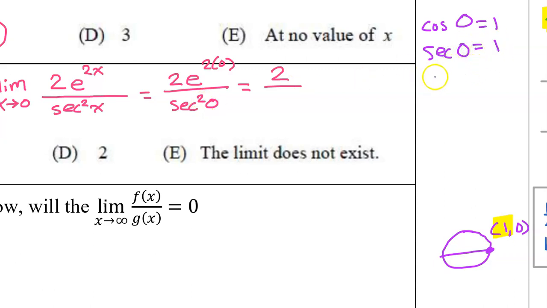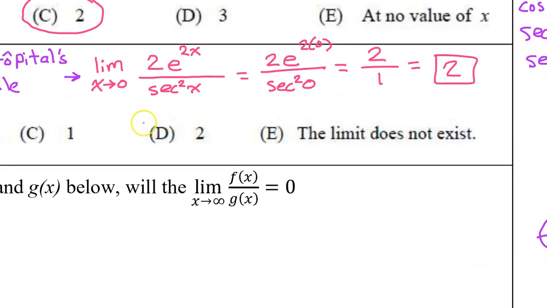If we square that, secant squared will be 1 squared, which is still 1. So we end up with 2 over 1, which is 2. So the answer is D.